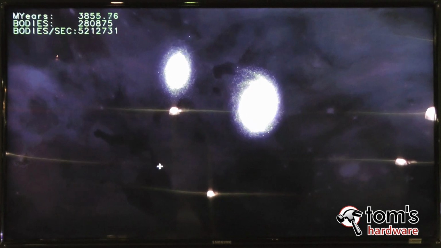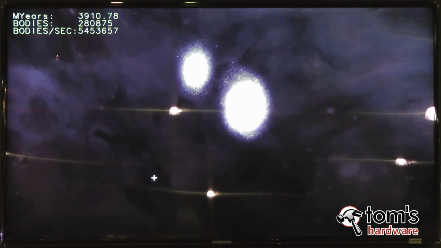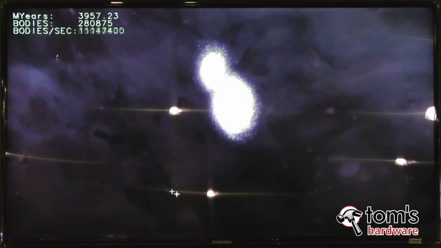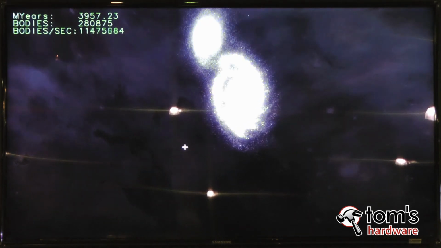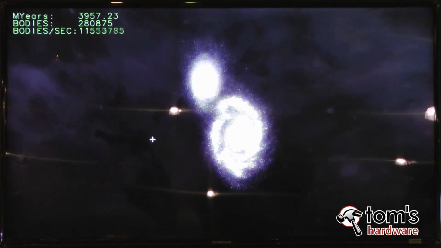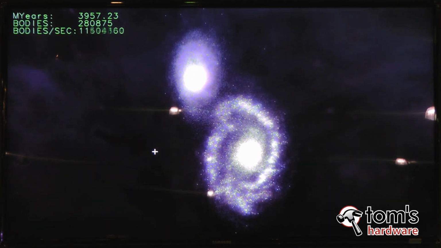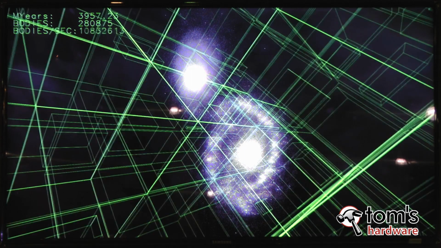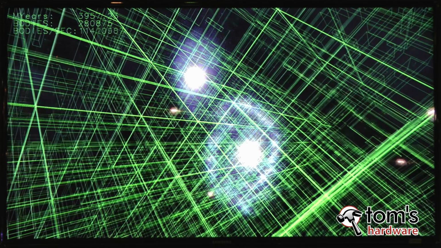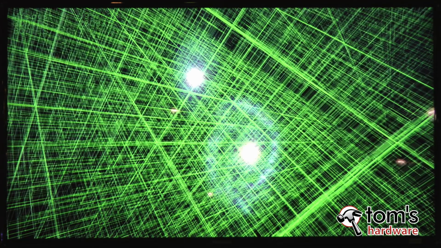This simulation is built with the Bonsai multi-node tree code from Leiden University. It came out of Simon Portegies Zwart's research group and was developed by Evghenii Gaburov and Jeroen Bédorf. This algorithm utilizes an n log n computational complexity for how much work is needed, whereas the previous algorithms were n squared.